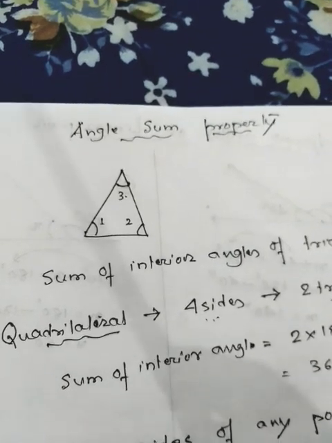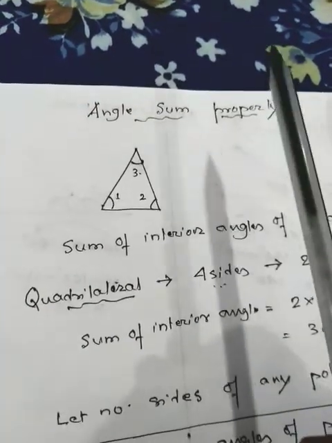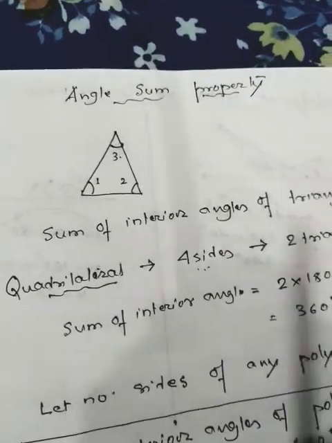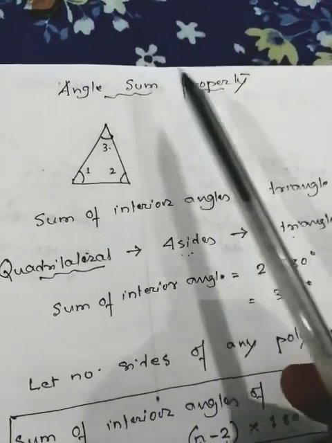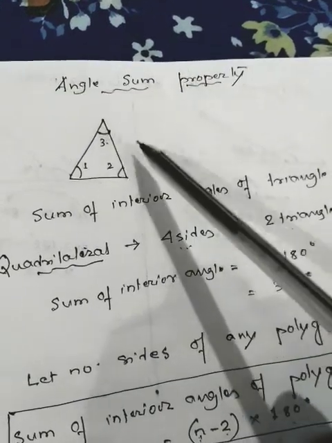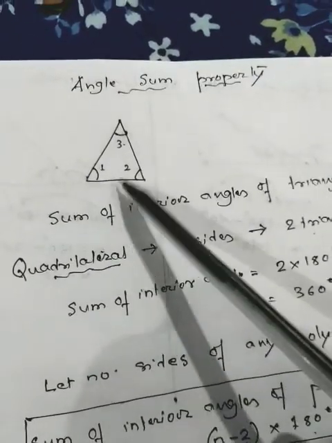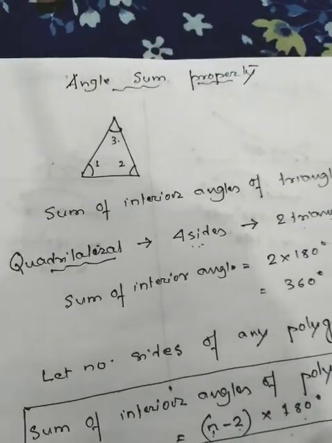Welcome back. The next topic is angle sum property, which is also very important. Now, what is angle sum property? It means the sum of the interior angles. So let's begin with the triangle, because the triangle plays a very important role in this particular chapter.